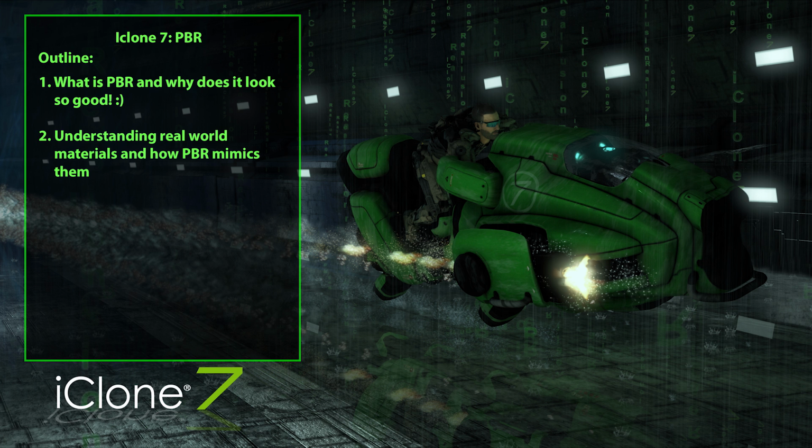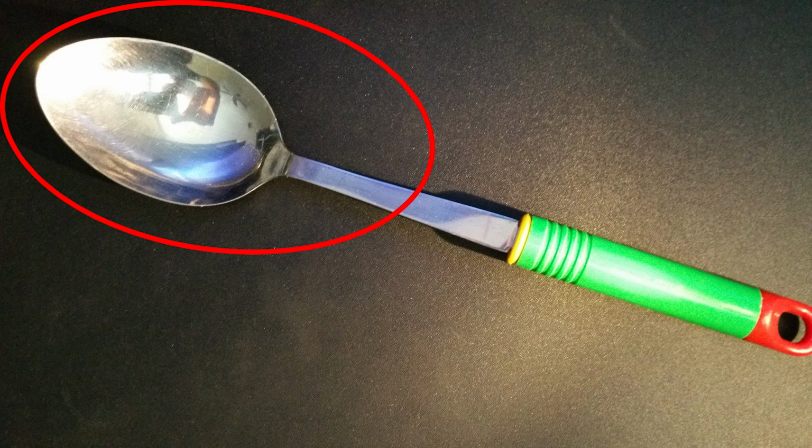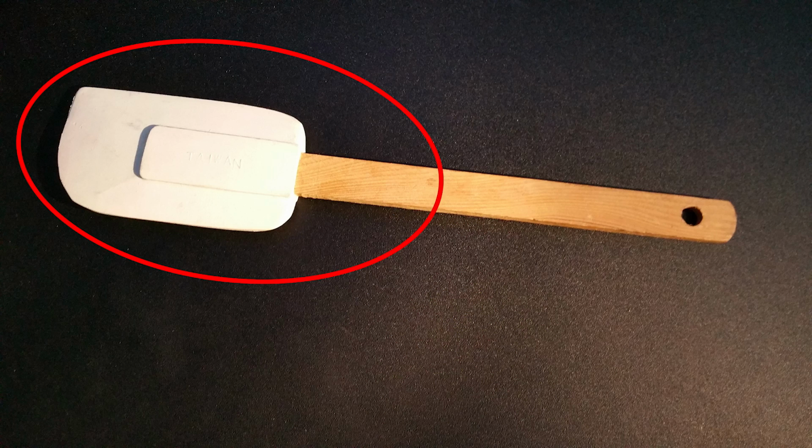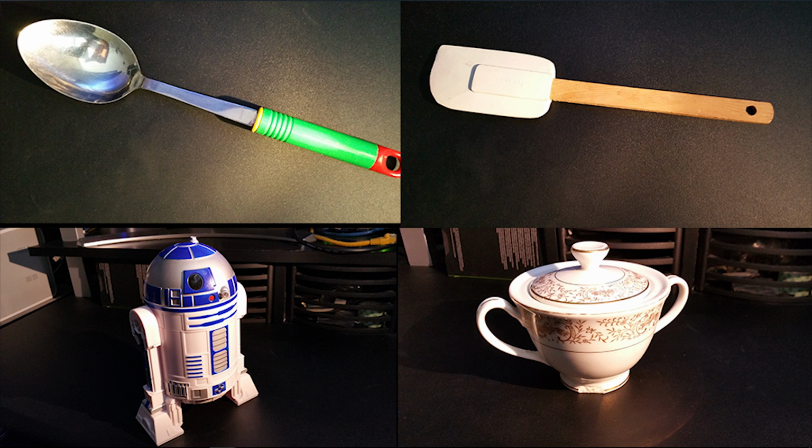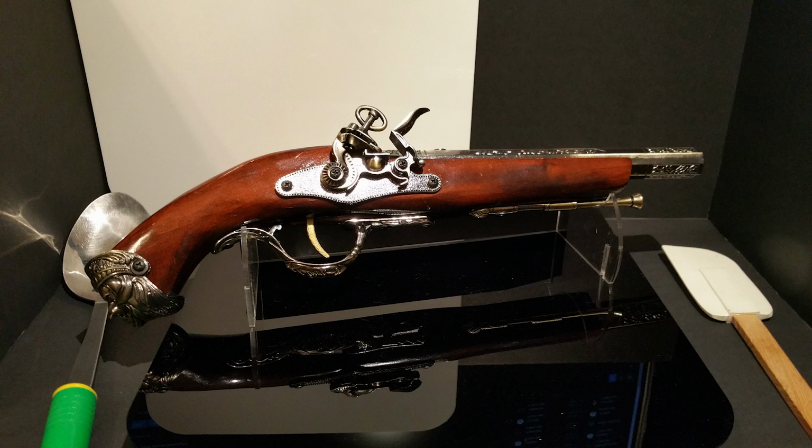All right, understanding real-world materials is the key for good PBR mimicking. So it is said that surfaces are divided into two types: metals or conductive materials, or insulators or dielectrics. And it all has to do with how the roughness behaves on each material type. So what do I mean by that? So let's take a look at this image and analyze it.